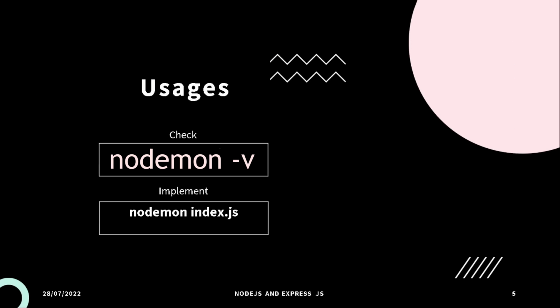So to check the nodemon version, we just write nodemon -v, and to implement we just use nodemon index.js.